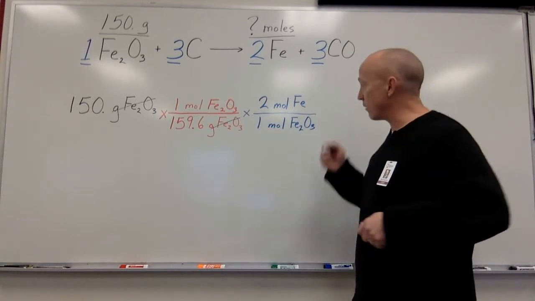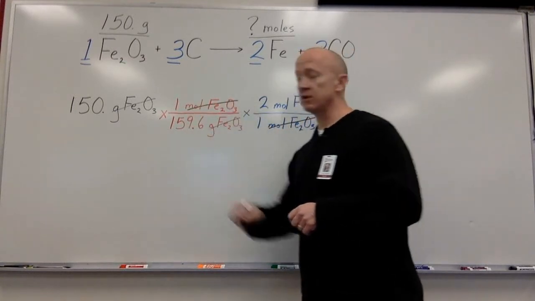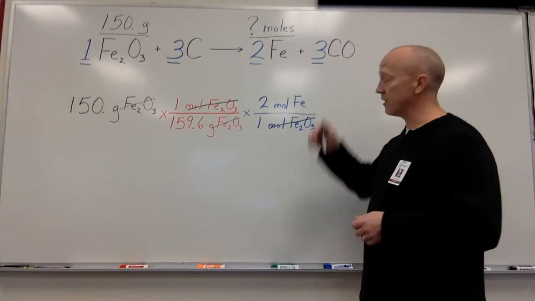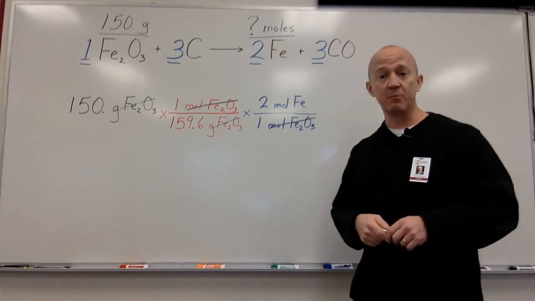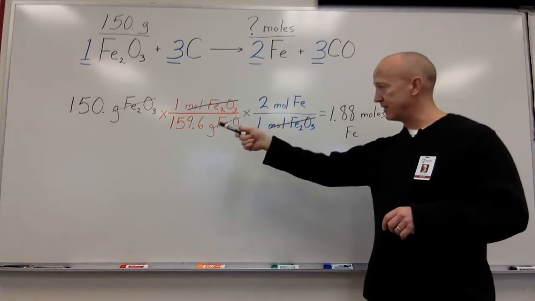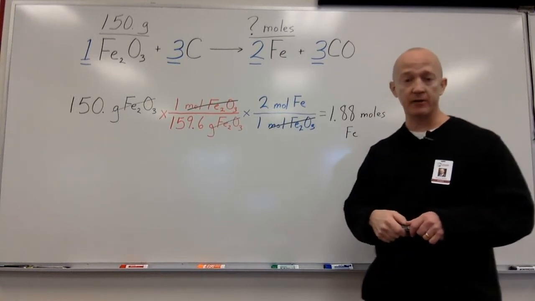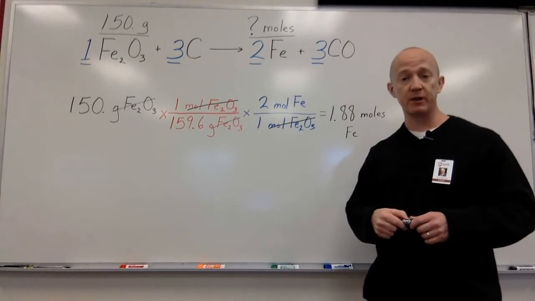Again, notice that when I arrange it this way, I'm able to cancel the units for moles. Moles of iron 3 oxide, that is, leaving me with moles of iron. And that's what I've been asked to find, number of moles of iron. I can multiply all my numerators together and divide by all my denominators and get 1.88 moles of iron. That's how much iron will be produced from 150 grams of iron 3 oxide.